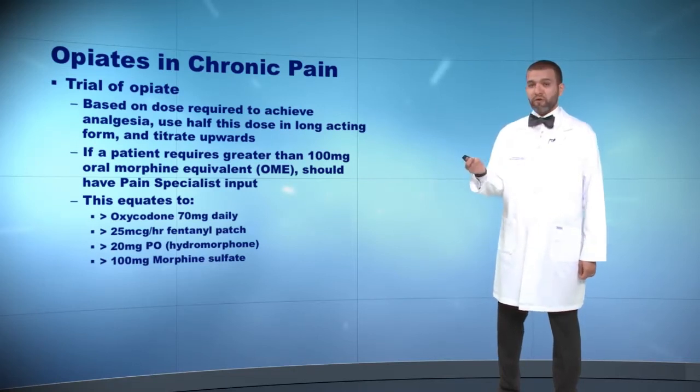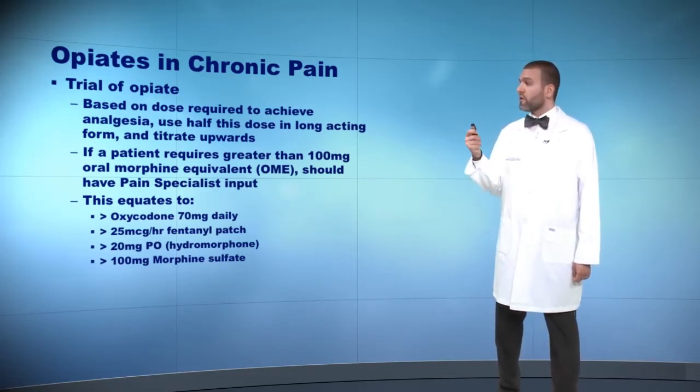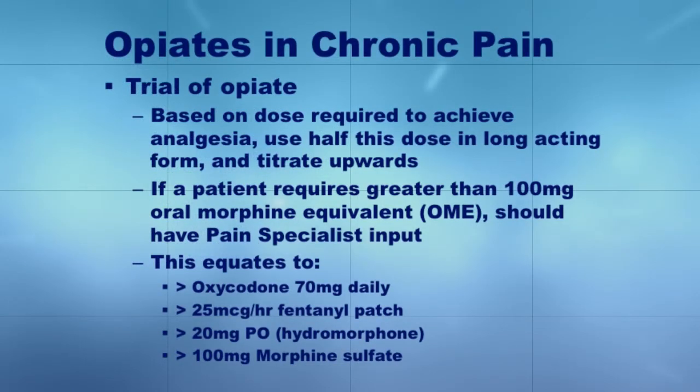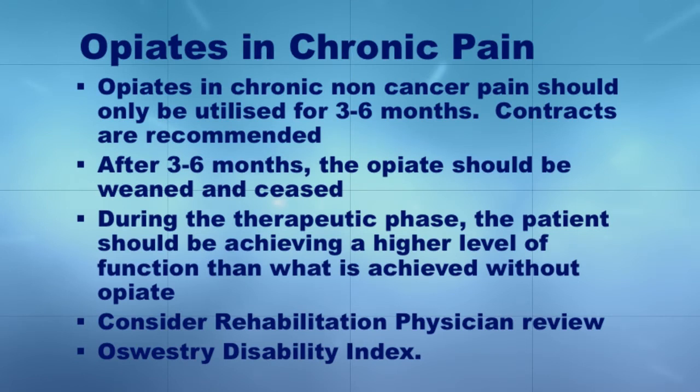So if you want to provide a trial of opioid, based on the dose required to achieve analgesia, you can use half of this dose as a long-acting form and then titrate it upwards. If the patient requires greater than 100 milligrams of oral morphine equivalent, you should always consult a pain specialist. This equates to the following: if you're using slow-release oxycodone 70 milligrams daily, or 25 mcg an hour of fentanyl patch every 3 days, or 20 milligrams of hydromorphone, you have to refer to the chronic pain specialist.